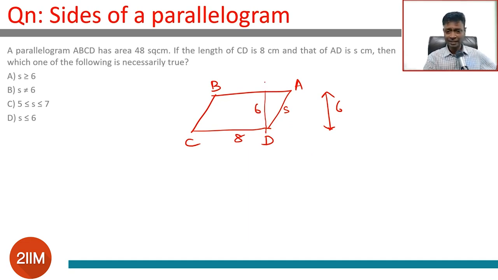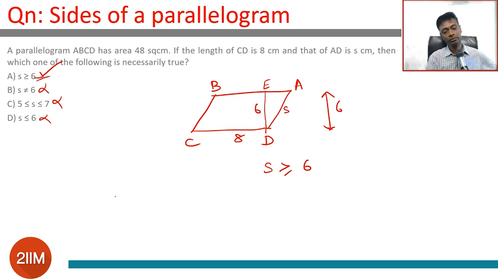See, this is the right triangle with 6 as the height and S as the hypotenuse. So S is greater than or equal to 6. That we know for sure. It cannot be less than 6. So this works. Not equal to 6, we cannot say. Between 5 and 7, no. Less than or equal to 6, no.